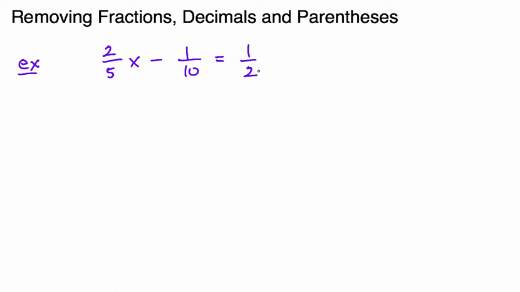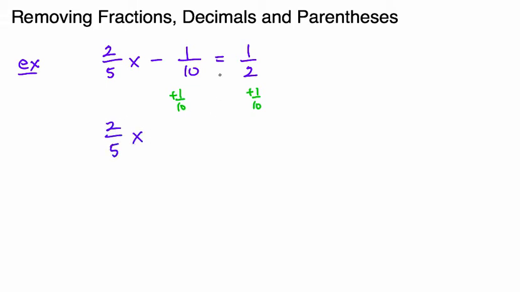Well, one way is just to do what I would do if this question didn't have fractions in it, which is add 1/10 and get the x's by themselves. So, and I'll just show this in a different color, if I add 1/10 on this side, I have to add 1/10 on this side. You don't have to show that step.